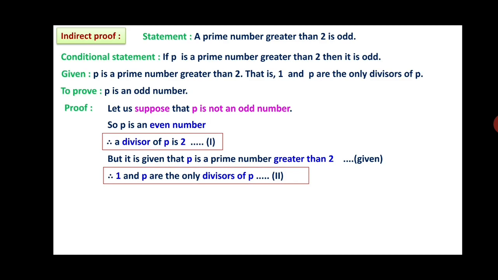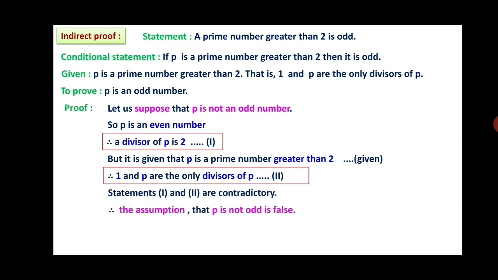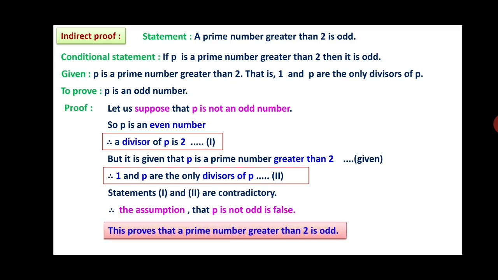It will become 1 and p will be the only divisors of p. Statement 2. Statement 1 and 2 contradict, because in statement 1 we are writing that a divisor of p is 2, that is even. But here 1 and p are the only divisors of p. Therefore, these two statements will contradict. Therefore, our assumption that p is not odd is a false one. Therefore, we can say that this proves that a prime number greater than 2 is odd.